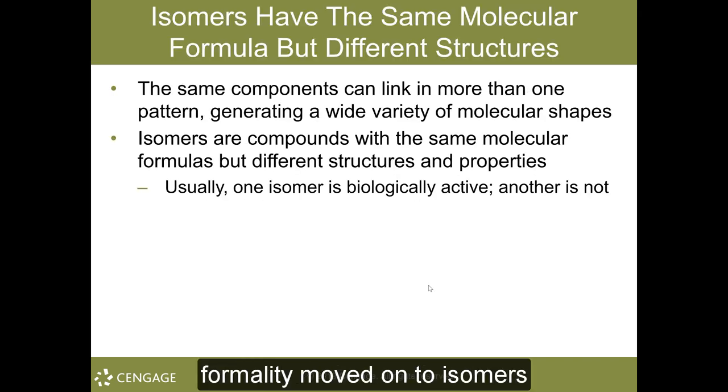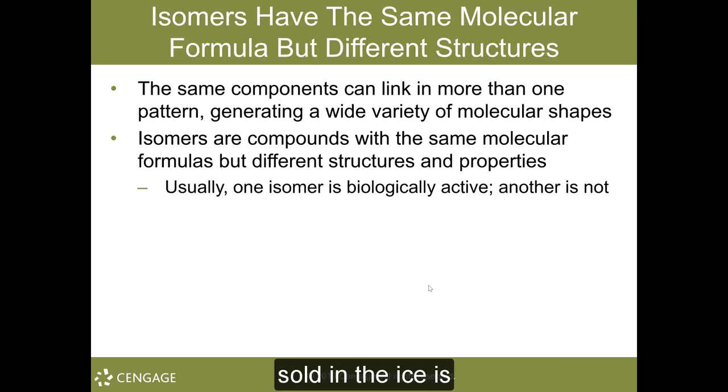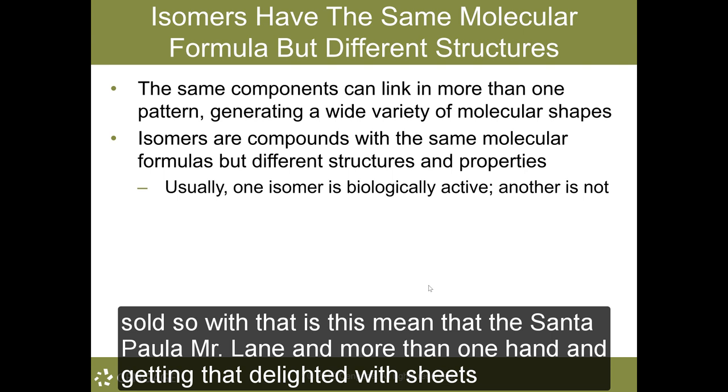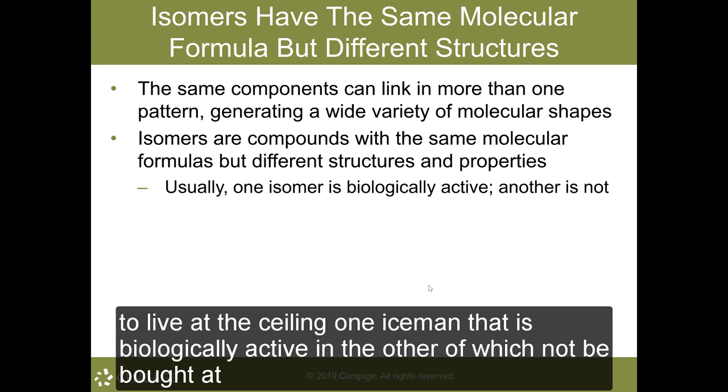Now we'll move down to isomers. Isomers are compounds with the same molecular formulas, but different structures. Thus, they have different properties. The same components can link in more than one pattern, giving a variety of molecular shapes. Usually one isomer is biologically active and the other is not biologically active.